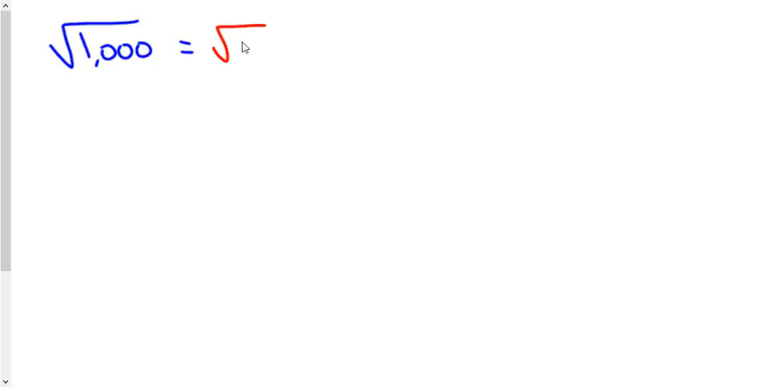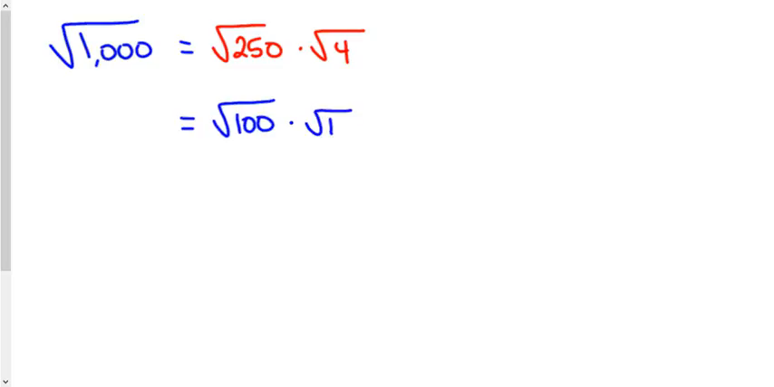How about if we had 250 times 4? Would that equal 1,000? It sure would. I don't know what the square root of 250 is, but I do know that the square root of 4 is 2. But I could also take it a little bit further than this too. Let's just go down here and let's just show you some other different scenarios. I could take it to the square root of 100 times the square root of 10. I also could have written it out like this.